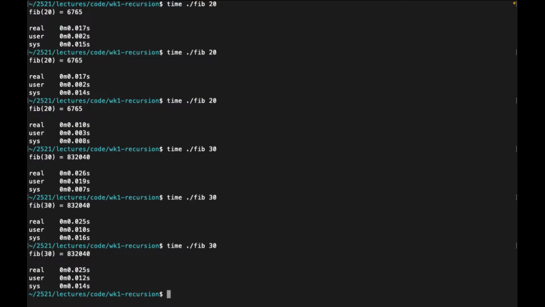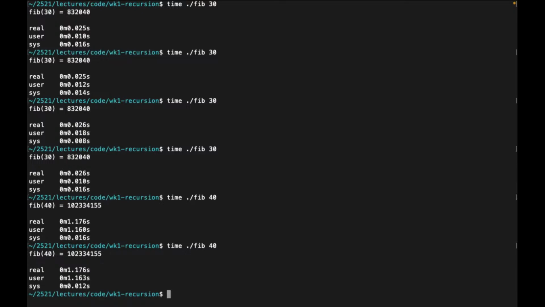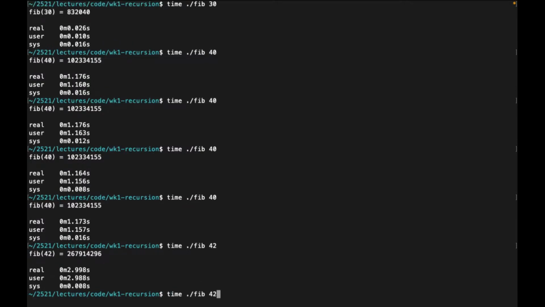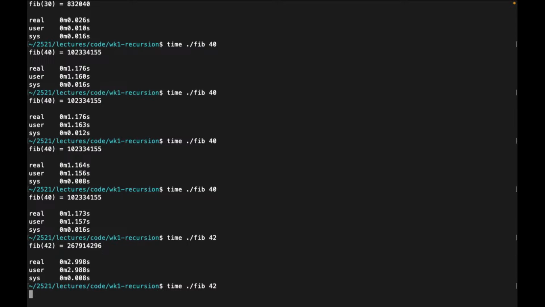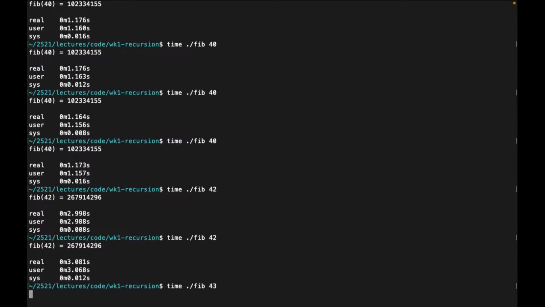All right, so it still seems to be doing well. What happens if we try and get the 40th Fibonacci number? Now it's starting to take a long time. It's gone from 0.01 seconds to more than a second. And then let's try finding the 42nd Fibonacci number. Now it's taking 3 seconds. So every time we try to find the next Fibonacci number, it takes even longer and longer.